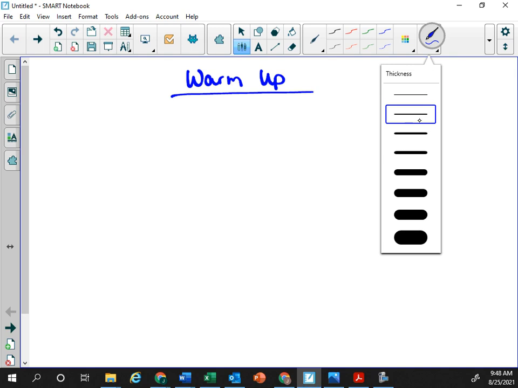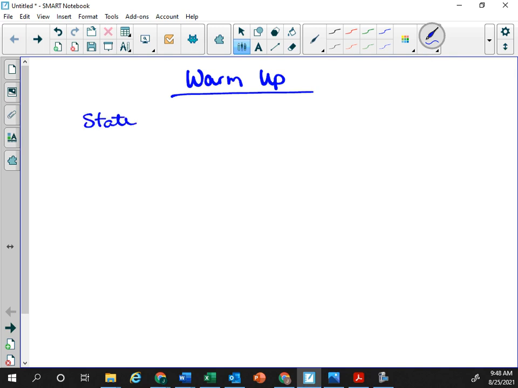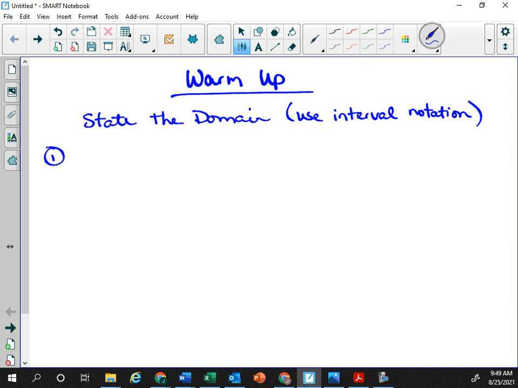All right, guys, so we're going to practice the domain a little bit more with some trickier ones. And I want you to use interval notation. Do you guys know what I mean when I say interval notation? Yeah? Okay, like parentheses, brackets, that stuff. Let's do f of x equals square root of negative 2x plus 3.